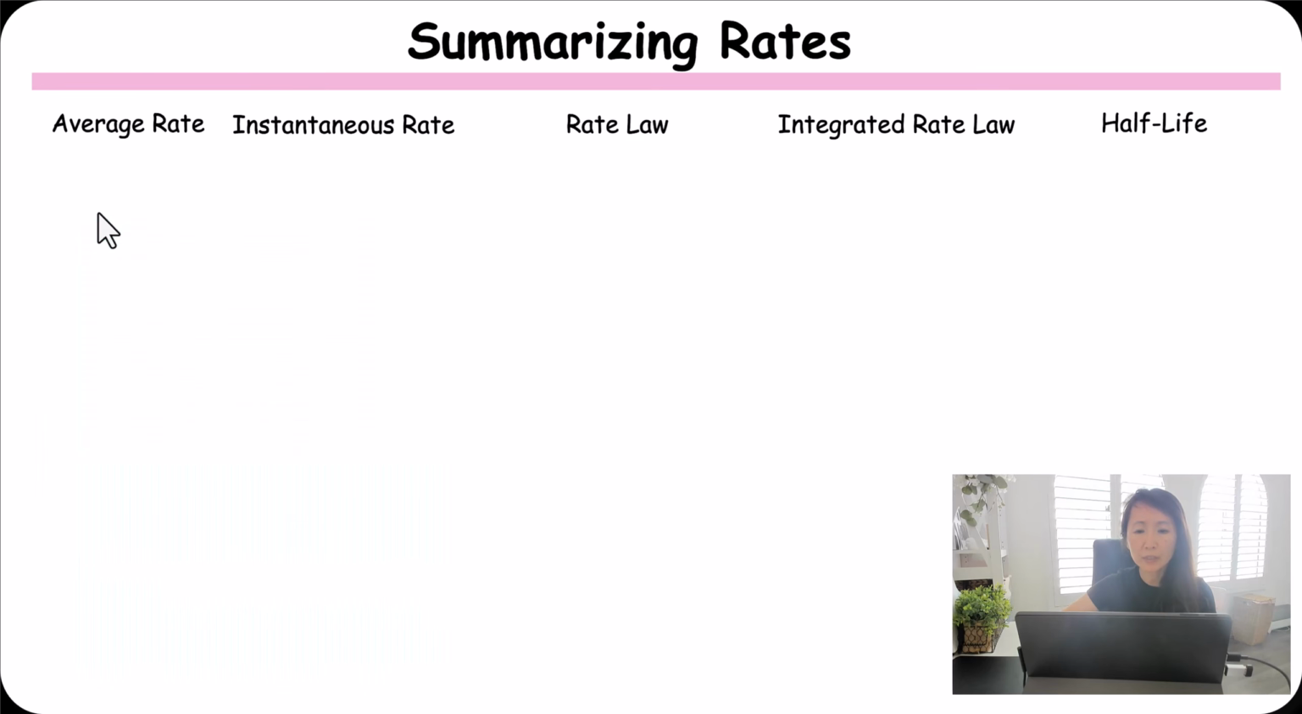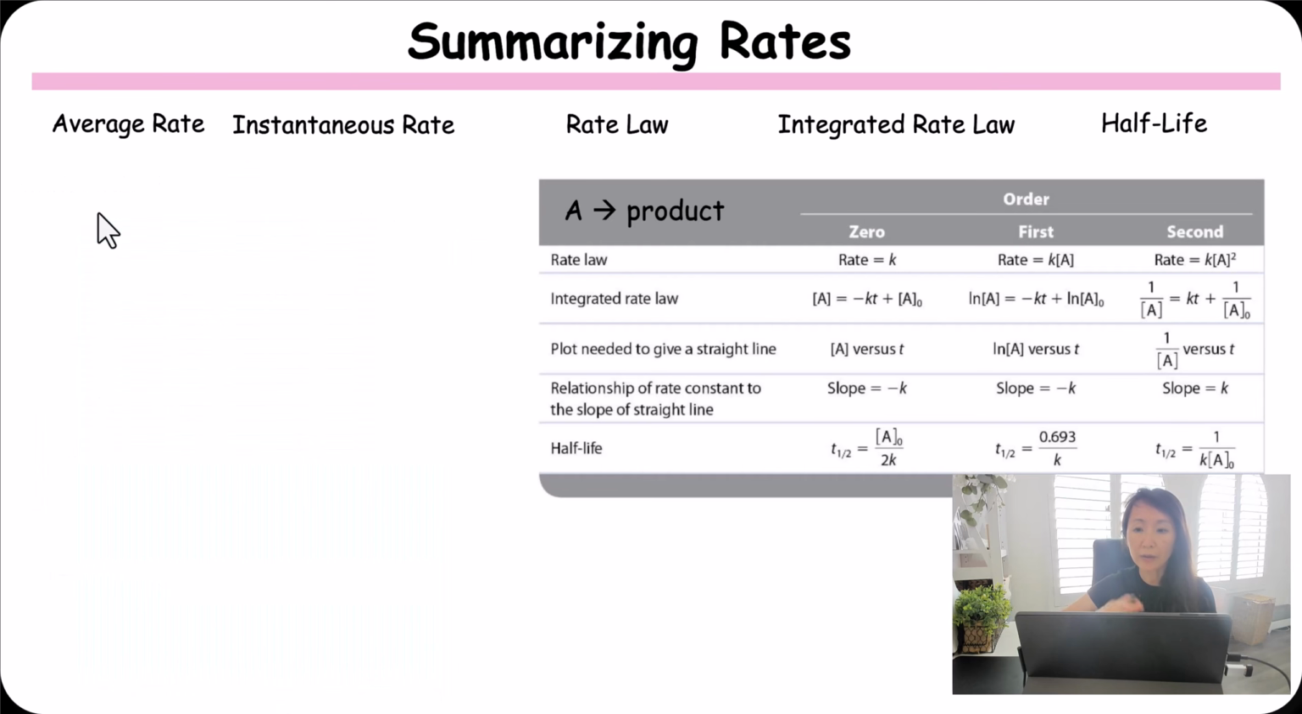And then we went into rate law. Rate law, integrated rate law, and half-life are sort of all summed up together, and it steps away from the average and the instantaneous rate. So they have their own equations because they involve reactants only and not so much the product.